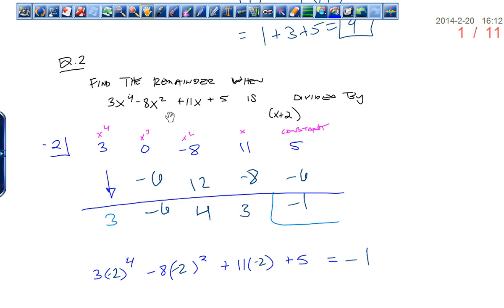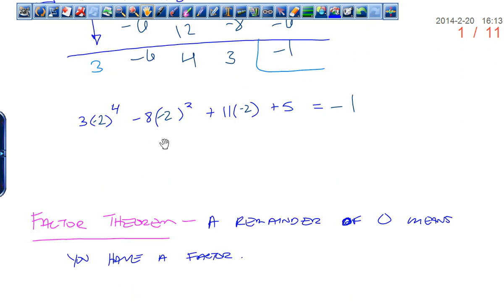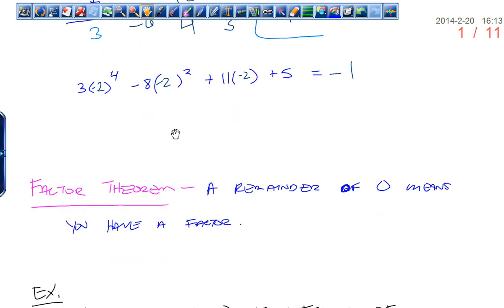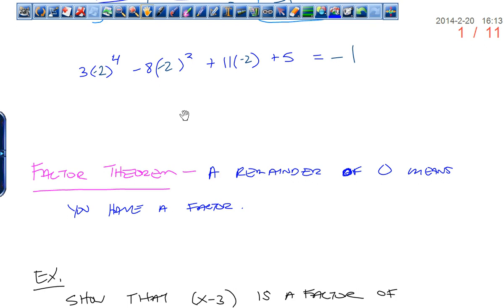Okay, now the whole point of doing all this is for the factor theorem. And we can do the factor theorem because of the remainder theorem. So the factor theorem says that a remainder of 0 means you have a factor. And so that's why we've been doing all this. That's why I've been hitting all that so hard, because we're eventually going to get there. This has all kind of been building up.